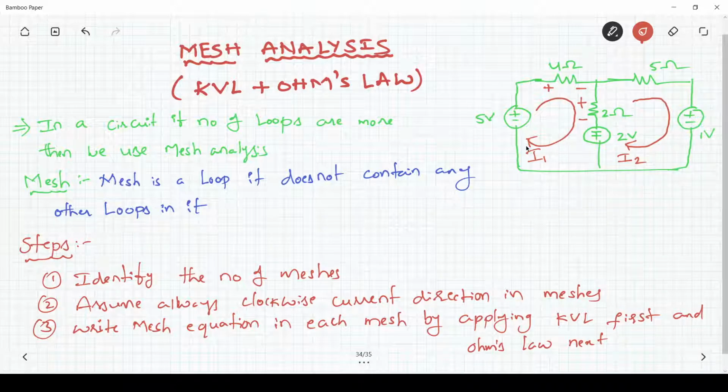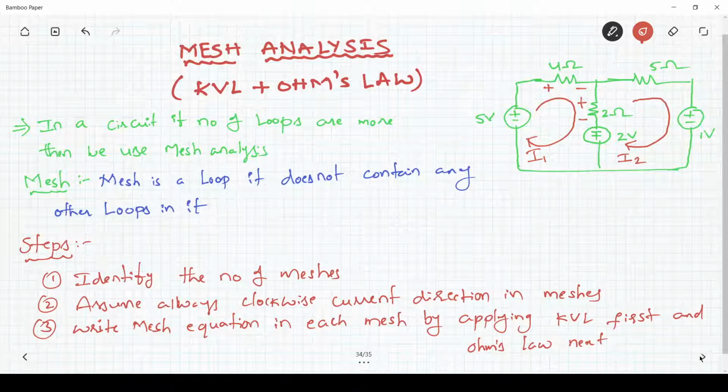So like this, you have to indicate the plus minus signs. Now you have to apply your third step. Write KVL. KVL means the algebraic sum of the voltages around a closed loop is equal to 0. So when you apply KVL, current is entering at the negative terminal of this supply.